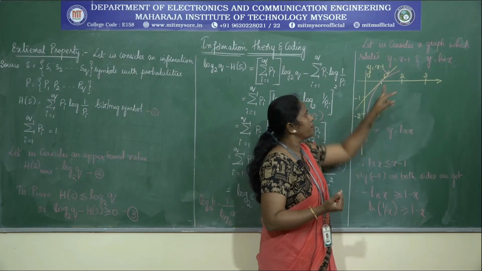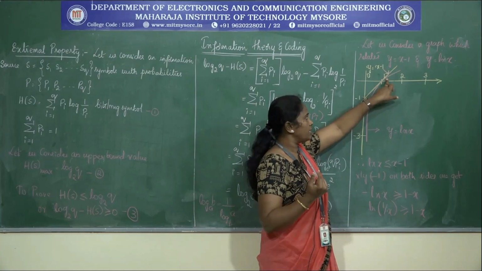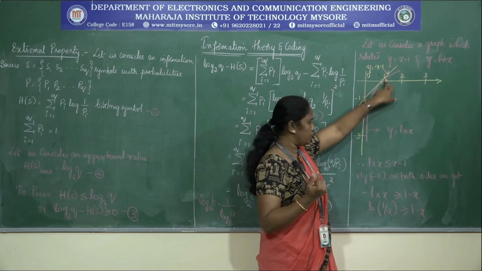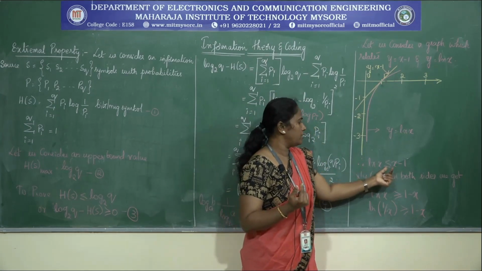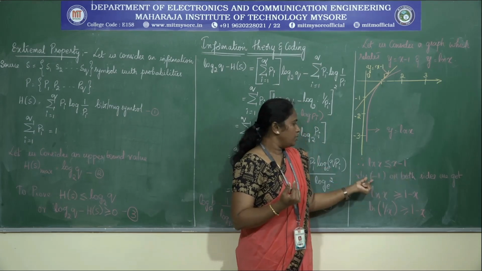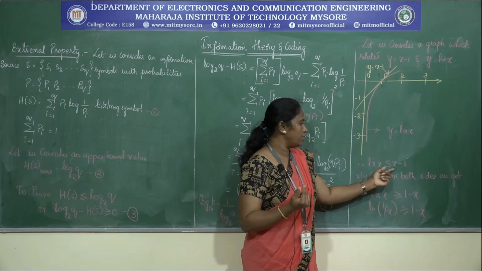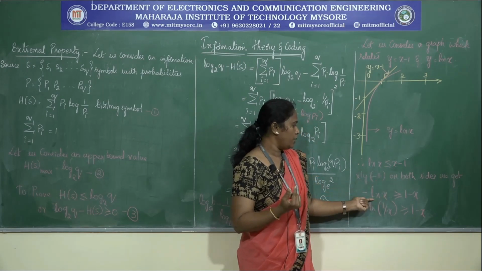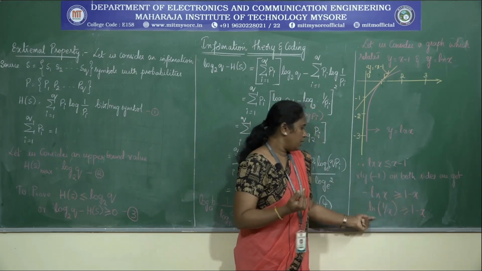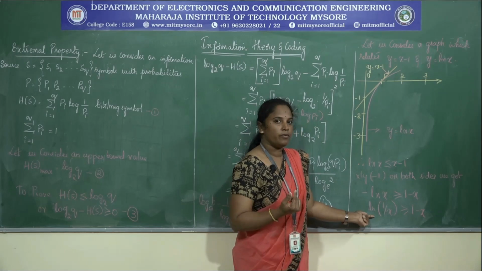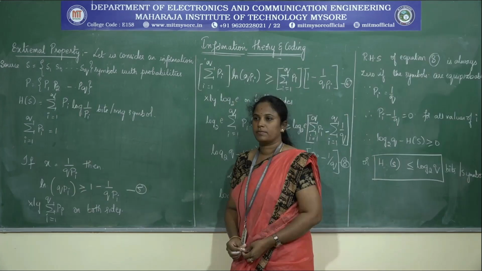That means the logarithmic curve is going to touch the straight line only at x equals 1. So that's why the equation will be ln of x less than or equal to x minus 1. For further simplification, we multiply by minus 1 on both sides, so we get minus ln of x greater than or equal to 1 minus x. Then the equation simplifies to ln of 1 by x greater than or equal to 1 minus x.